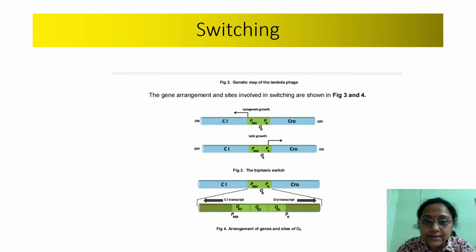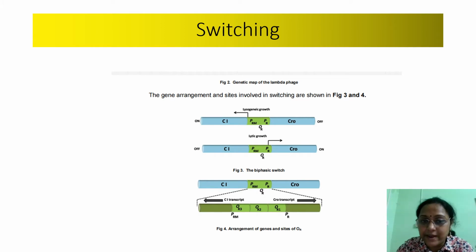You can see that when Cro is off, that is, the Cro repressor is not produced, at that time the bacteriophage will choose lysogenic growth. That means it needs CI protein to be in the lysogenic stage. And when Cro is on and CI is off, at that time it chooses the lytic phase or lytic cycle. That means Cro protein is needed for lytic growth. So that's why we call it a biphasic switch. And we can see that these two promoters, PRM and PR, have the same location.